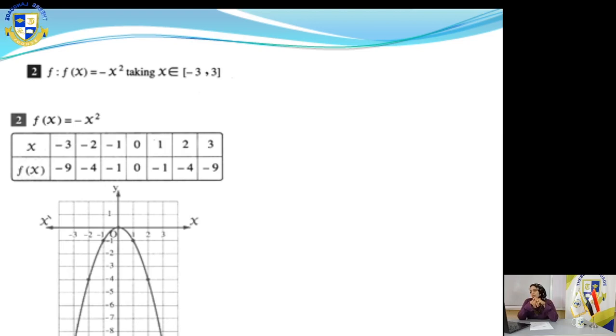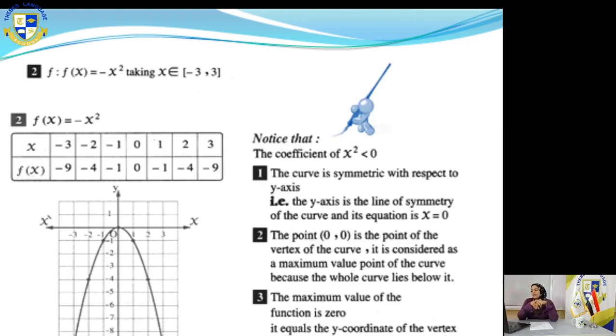We have here also some notes. The coefficient of x power 2 is smaller than 0. The curve is symmetric with respect to y-axis. Number 2, the point (0, 0) is the vertex of the curve. Number 3, the maximum value of the function is 0. Then we will move to slide number 9.